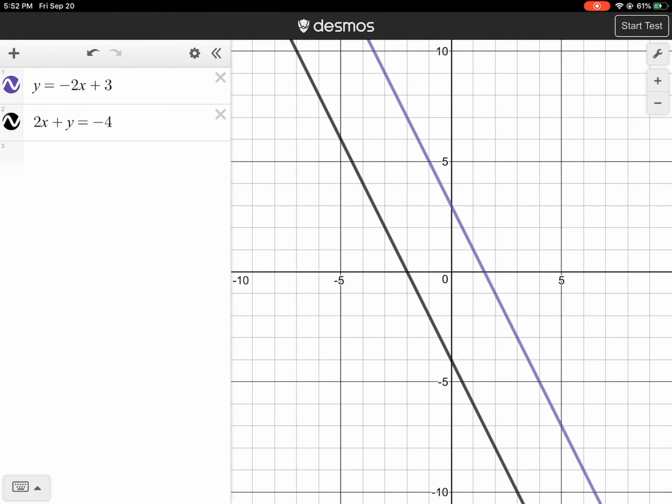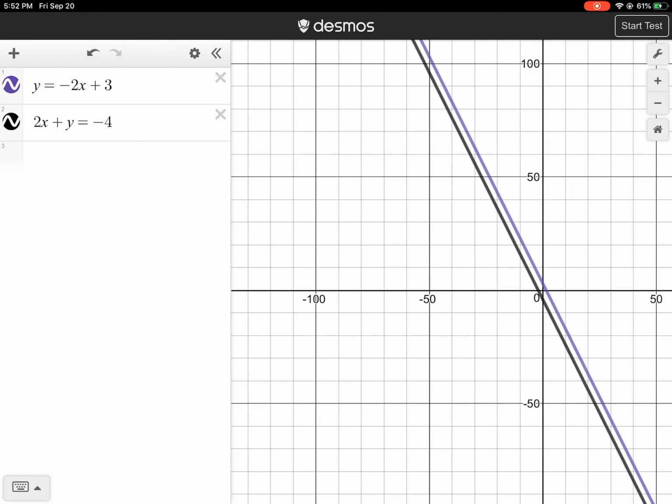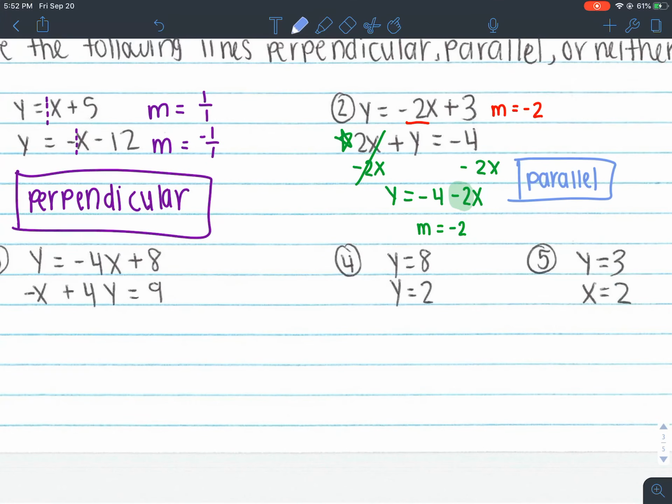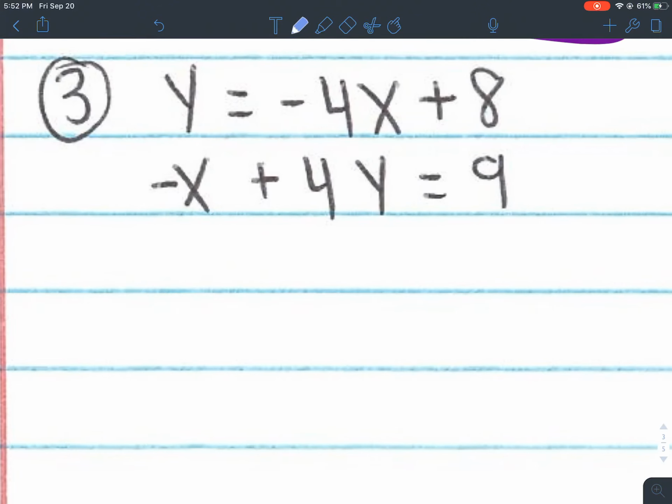Hit my home button over here. So look, these are parallel. They never intersect and they never touch or cross. So number 2 is indeed parallel because both of my equations have the same slope. And number 3, y equals negative 4x plus 8 and negative x plus 4y equals 9.